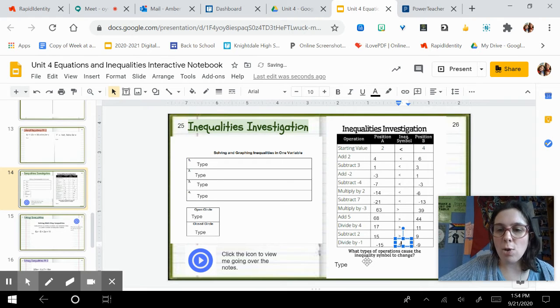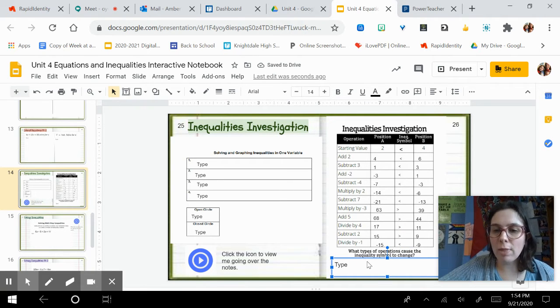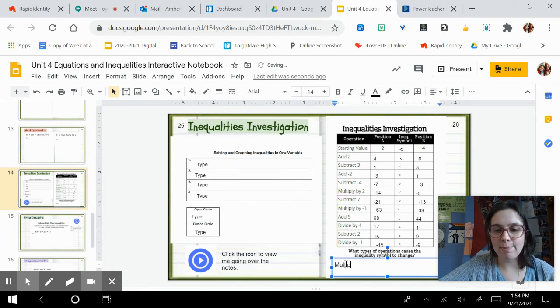Okay, so you see here the only times that we switched were when we multiplied by negative 3 and when we divided by negative 1. So what type of operations cause the inequality symbol to change? Multiply and divide by negative numbers, because it's going to flip the inequality symbol around, because now the values have switched. Okay.